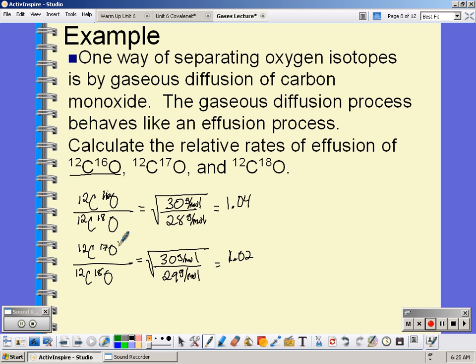So the only other comparison we have is between oxygen-16 and oxygen-17. Again, the heavier molar mass goes on top. Oh, I'm sorry, 8, yeah. So that would be 29 grams per mole. And then the lighter one, 28 grams per mole, would go on the bottom. So again, we get a rate of 1.02.